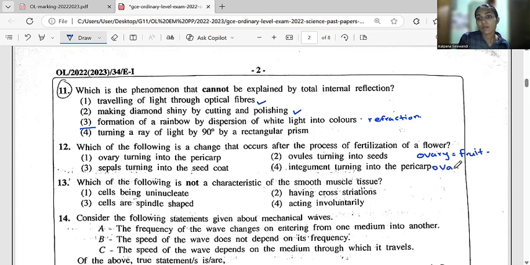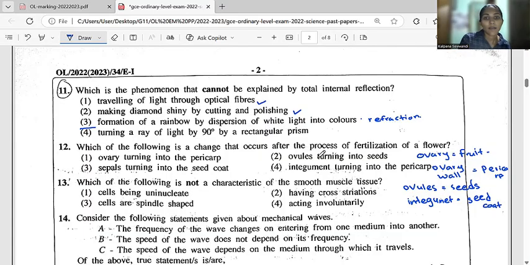Then the ovary wall becomes the pericarp. Then let's see ovules. Ovules inside the ovary become seeds. And the integument is the protective layer of the ovules. The integument becomes the seed coat.